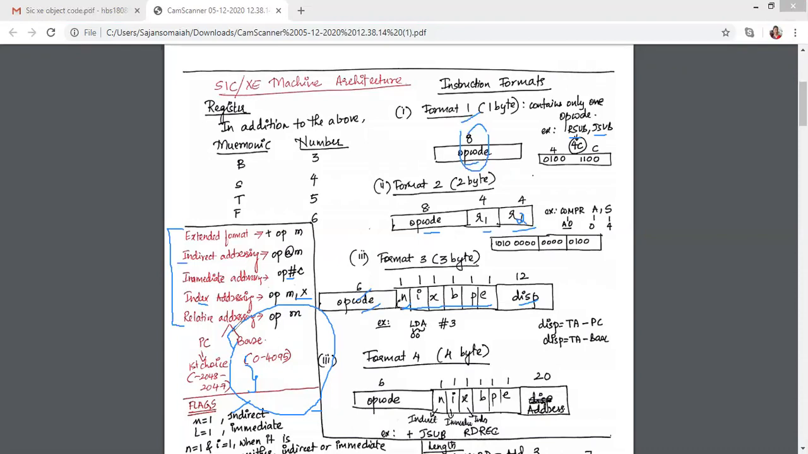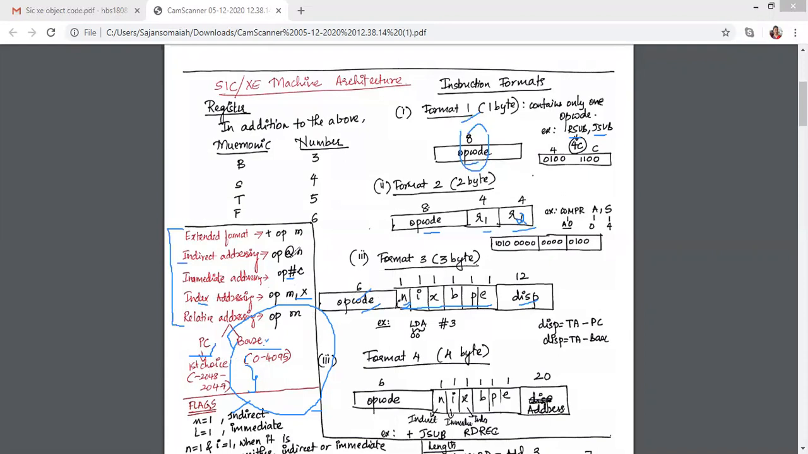In relative addressing, you have 2 types. One is program counter and one is base. Program counter is always the first preferred, and its range is from minus 2048 to 2047. And the base range is from 0 to 4095. If there is any number which falls out of the range of PC, then we choose base addressing.